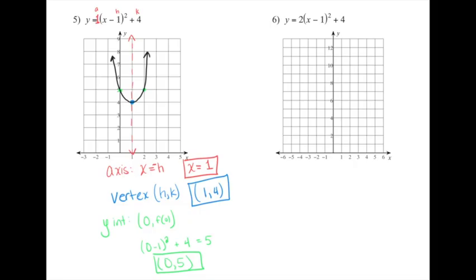So go ahead and try number 6. Find your axis, find your vertex, find your y-intercept, and then graph it.